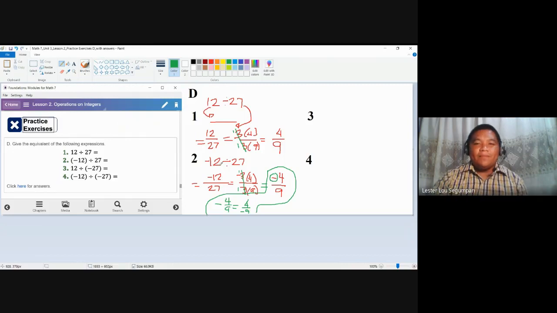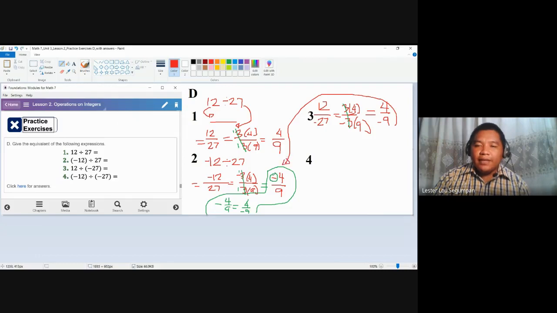Number 3, you have 12 over 27. I immediately place it as 12 divided by negative 27, which is 12 over negative 27. Again, simplify it: 3 times 4, negative 3 times 9. The cancellation law for multiplication allows us to do this. The answer for number 3 is 4 over negative 9. Again, the placement of the negative sign may be similar to before: in the numerator or the middle, they are just the same.